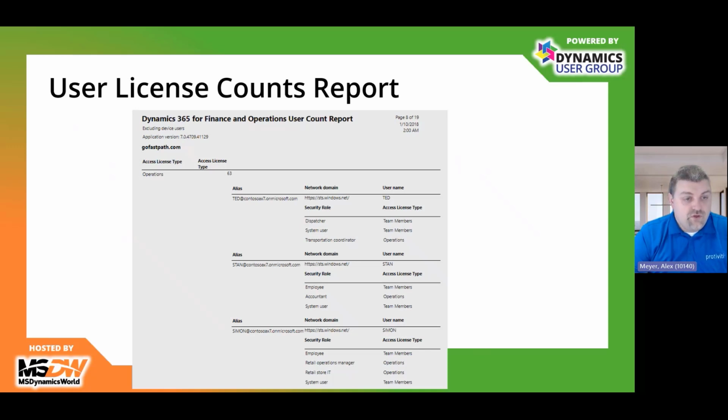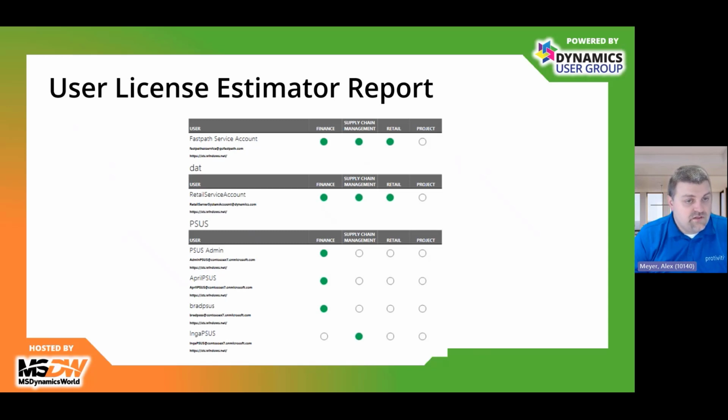One thing you'll notice is that these reports, the user license counts and the history report, are only going to look at your entry point based licensing. They're not going to look at your privilege based license SKUs in this case. The only report that will actually show the license SKUs is your user license estimator report, which again is under your system administration inquiries and then license reports area.